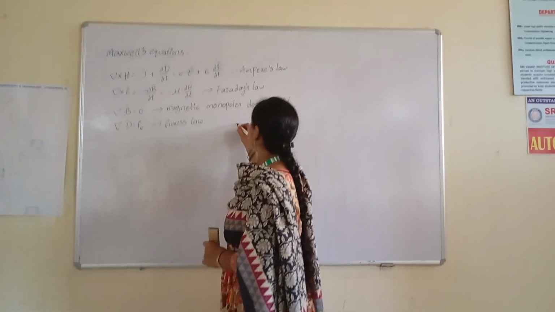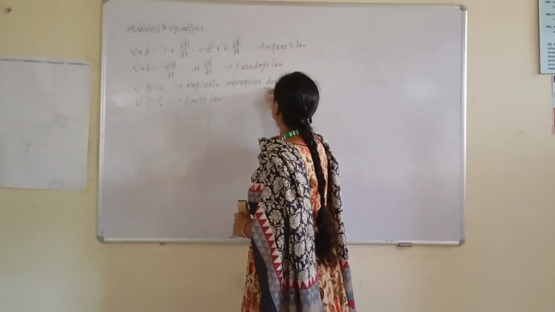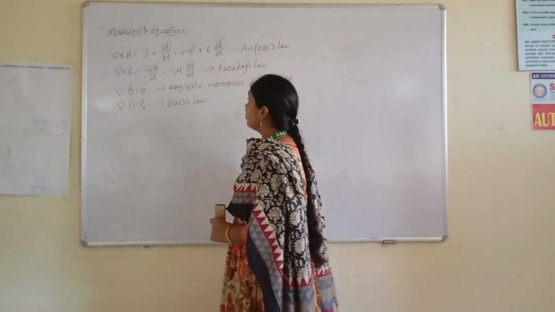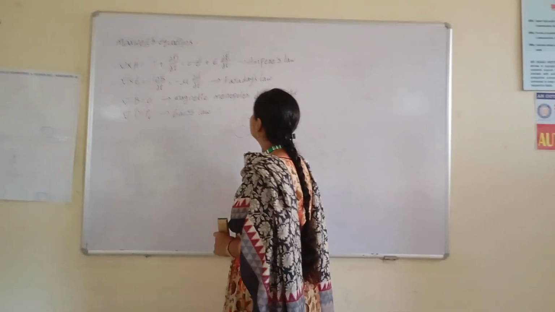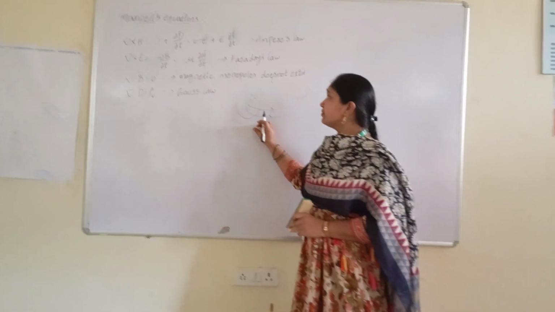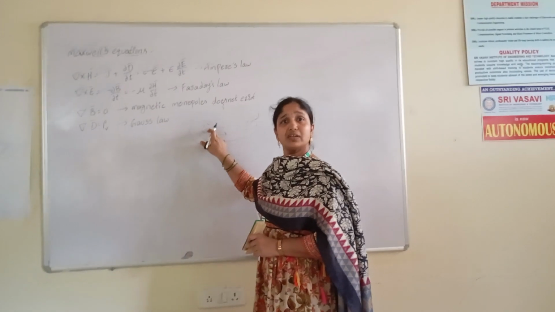If I consider a surface area, suppose it has north and south poles. These are the magnetic flux lines. If I take a closed surface area like this, the flux passing through this closed surface is equal to 0. It would be not equal to 0 only if a magnetic monopole did exist.